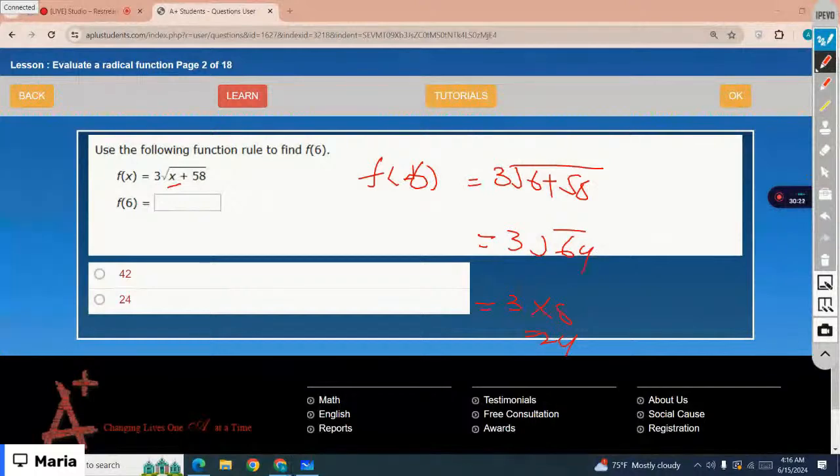So the correct option is 8 times 3 is 24. Option number 2 is the correct option.